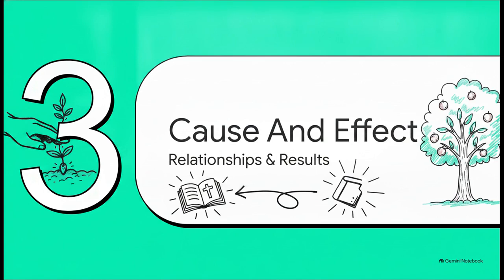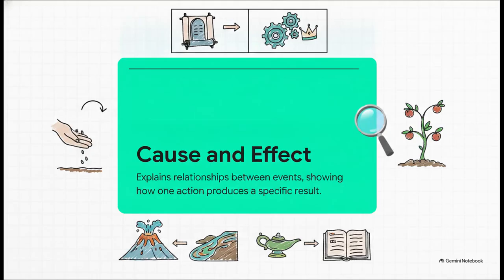Section 3. Cause and effect. Relationships and results. And that brings us perfectly to our very first common structure, cause and effect. This is a structure that explains relationships between events or ideas. It shows exactly how one action produces a specific result. It helps us trace the direct impact of actions and events.